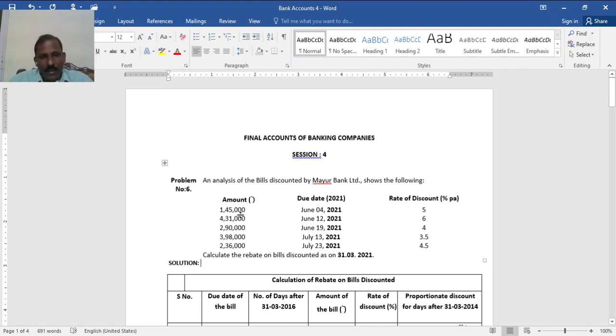Hope it's clear. In earlier cases, you used to get the rebate amount itself in two problems, the bill amount and rebate for the period, only one bill. Here there are different bills, so you need to calculate the outstanding period. First you take June: full months of April and May, and June 4 days. Then in case of June 12, April and May full, then 12 days. When it comes to July, 3 full months plus 13 days. First you calculate the due date of bills, number, amount. This is like a chart.